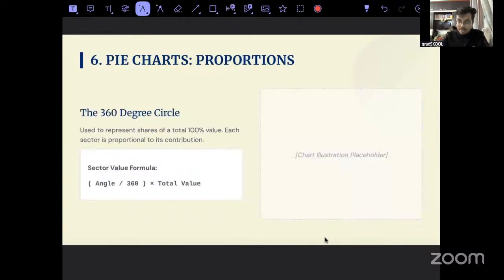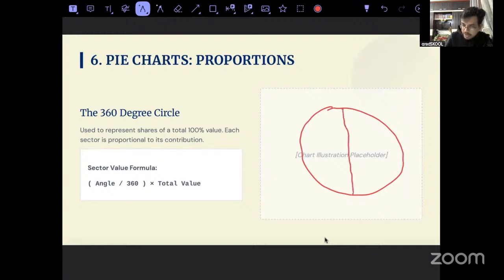Okay, let's move forward. So let's go to the pie chart. Let's say you have a pizza. Now I divide this pizza into 4 equal parts. Don't go by my drawing. It's like I've divided it into 4 equal parts. So this is 1 by 4th part. This is 1 by 4th part. This is 1 by 4th part. This is 1 by 4th part.